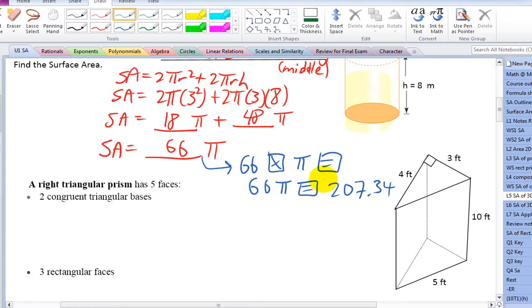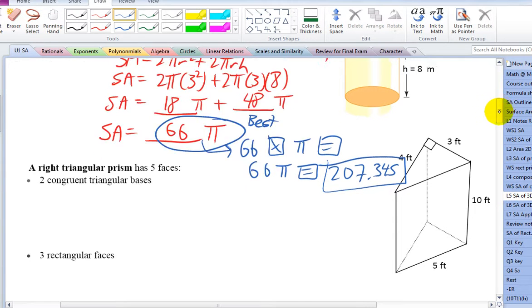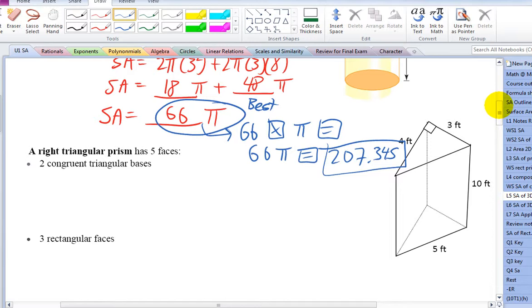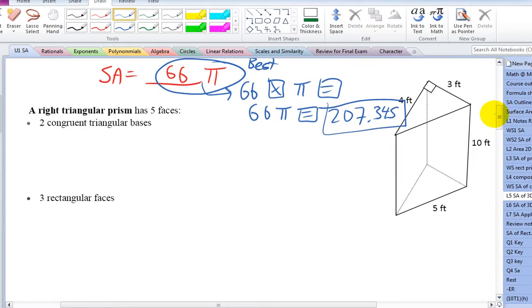So if you use your calculator, you would get 207.345, but 66 pi is your best answer. Okay, this is the best. Any questions with that? How I did that, what I did? Okay, if you are stuck at all, just please ask. Ask later after class. It just takes 10 seconds and you'll totally get it.